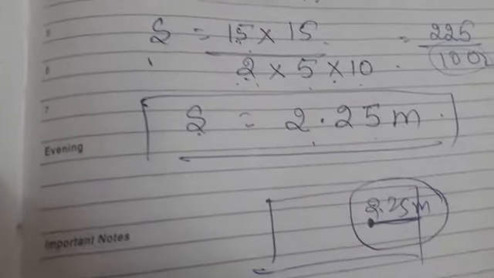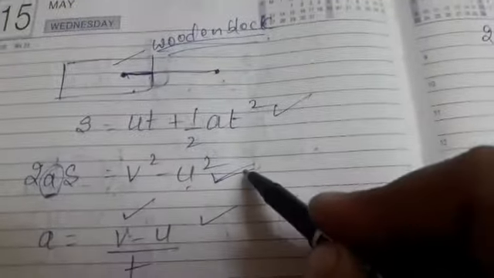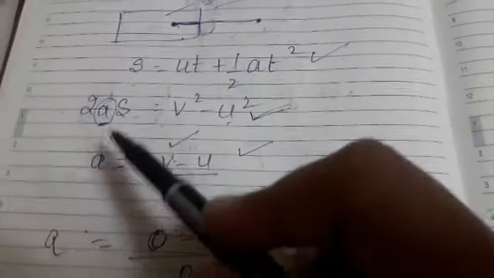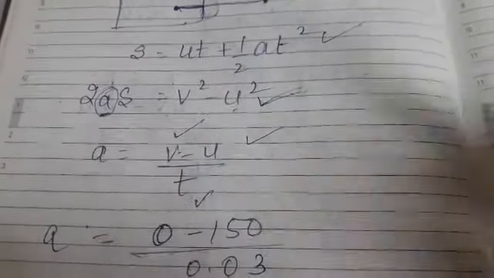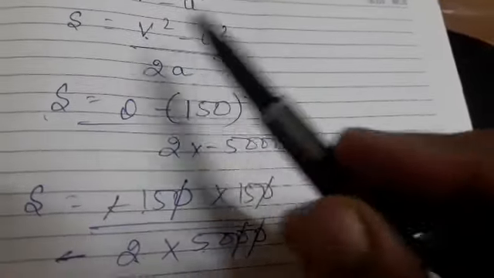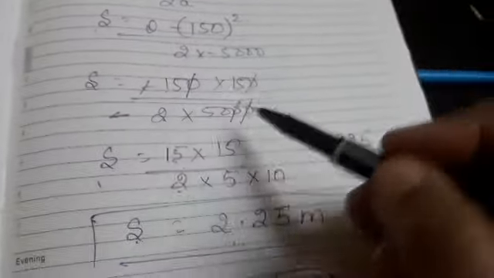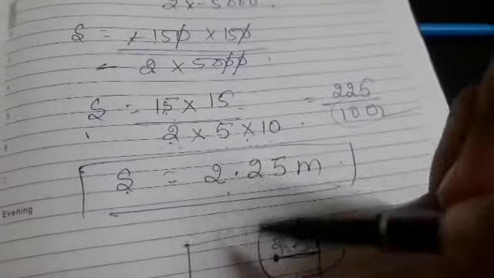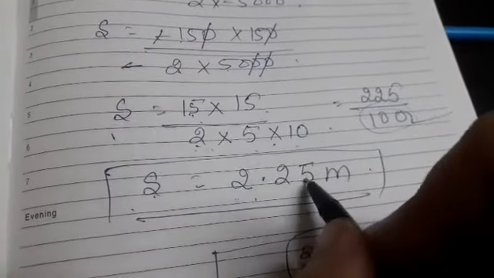I hope it is clear that to find s, we can use either the second equation or the third equation. Now we want a. To find a, we apply the formula (v minus u) upon t, and therefore we get a as minus 5000, which we use in the third equation. We can also use the second equation. So the distance of penetration is 2.25 meter.